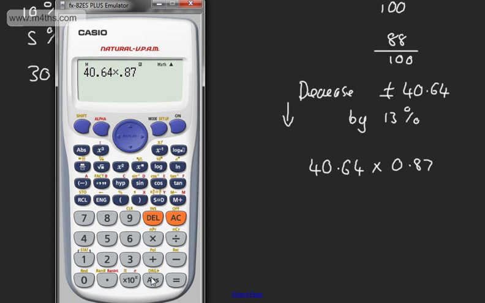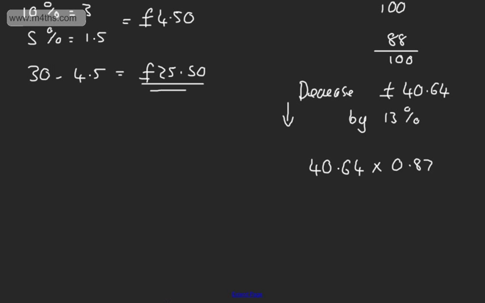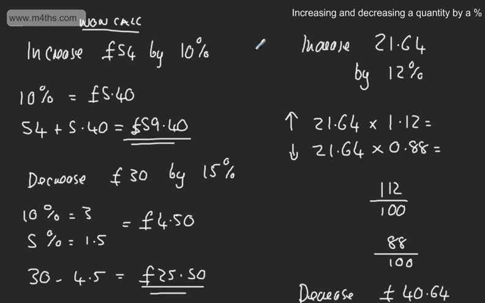So 87% of the original is representative of that 13% decrease. And if we wanted to round this to the nearest penny, £35.36. So that is increasing and decreasing a quantity by a given percentage. Let's move on and look at percentage increase and decrease.